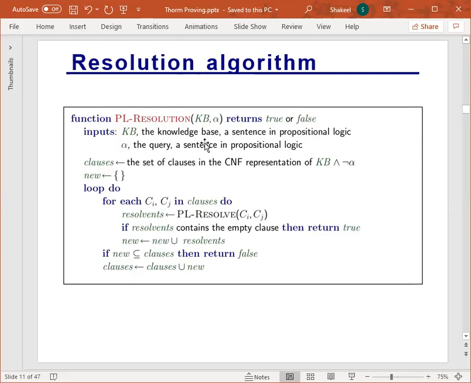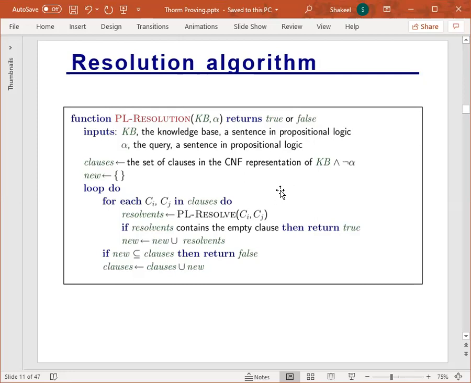PL resolution will return true if KB entails alpha, false otherwise. Initially we have KB expressed in propositional logic and alpha expressed in propositional logic. We will build KB and the negation of alpha, which we transform into a CNF representation. It is important that the clauses used are in CNF form.